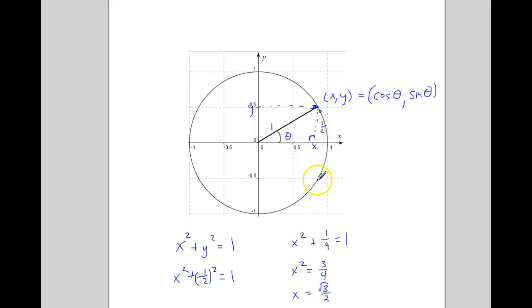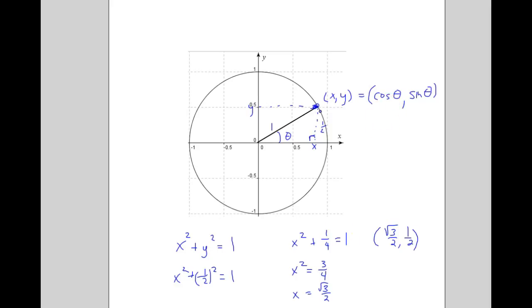I could have been down here where the y-coordinate is 1/2. But I know I'm up here. I know I'm dealing with this point, so it's the positive square root of 3. So that point on here is the square root of 3 over 2 for x, and then 1/2 for y, right? And that's the sine cosine pair.